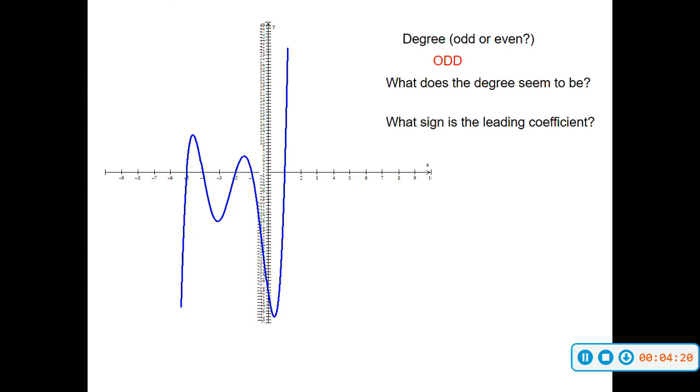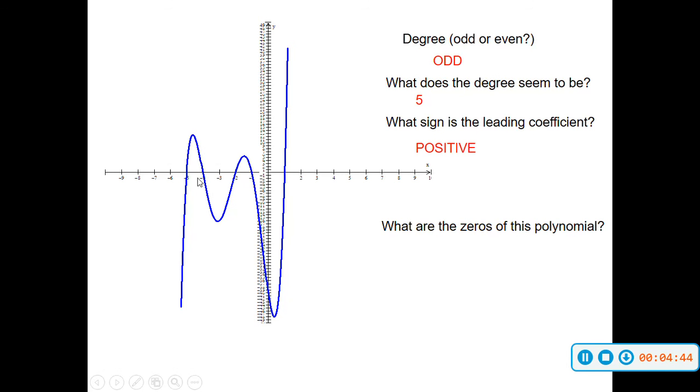Did somebody say 6? I was going to say, if you said 6, is 6 an odd number? No, those two things have to match. So this one is a 5th degree. Is the leading coefficient positive or negative? Positive. Now this time it doesn't ask how many real zeros, but it asks what are the zeros.